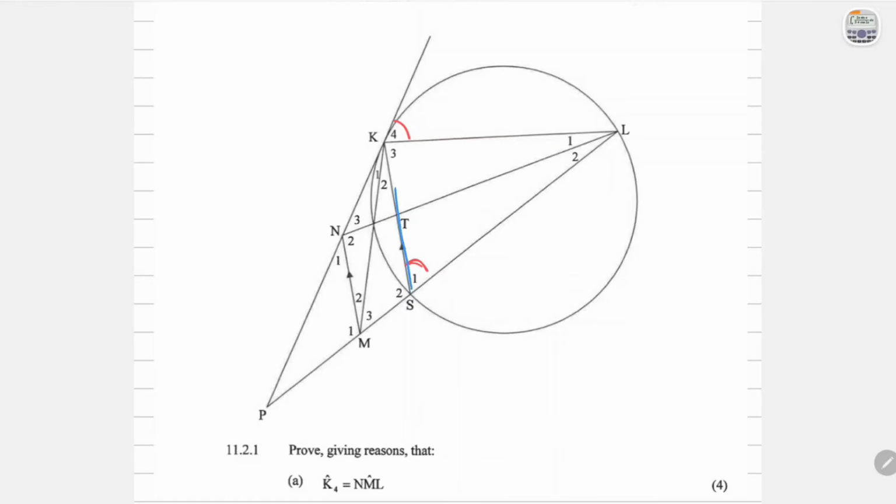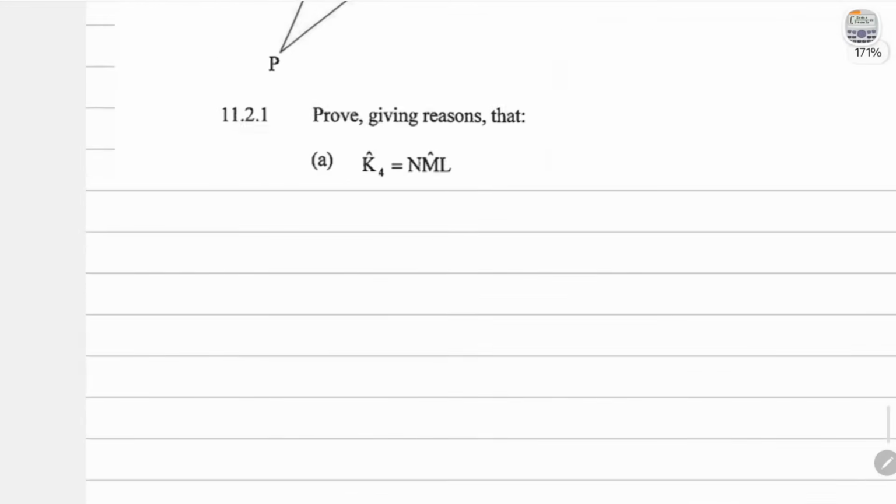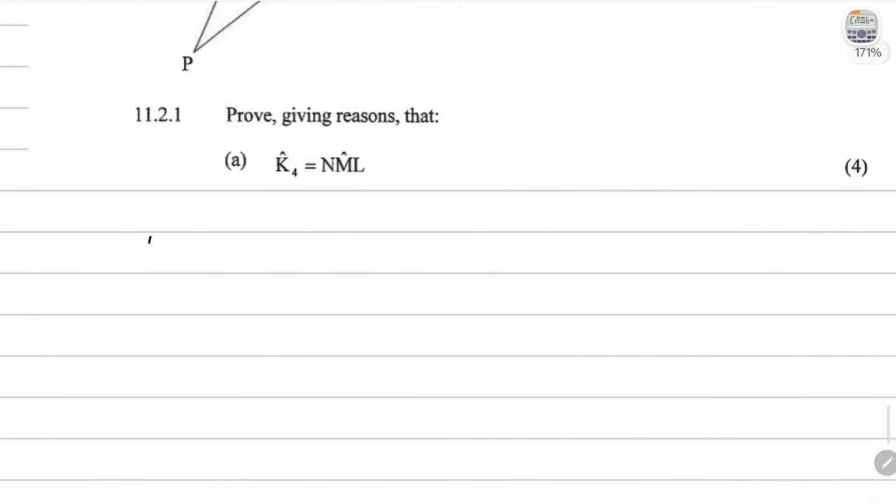So we can go ahead and use F-angles here. So angle S1 is this angle over here. So it's going to be equal to this entire angle because of corresponding angles. It creates an F. So that is angle NML. Okay, and that is why they are equal. So we can go ahead and tell them that angle K4 is equal to angle S1 because of the tan-chord theorem.